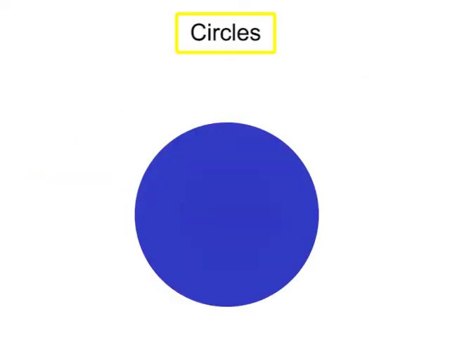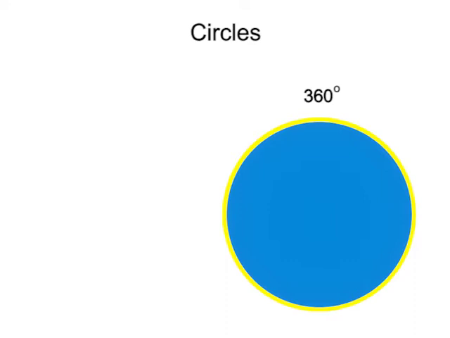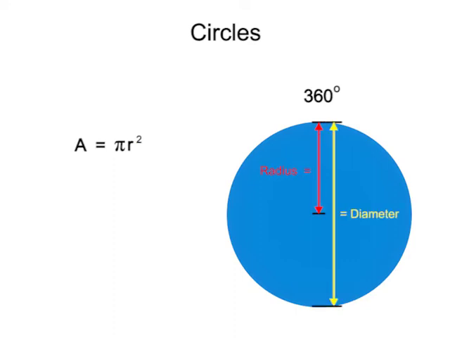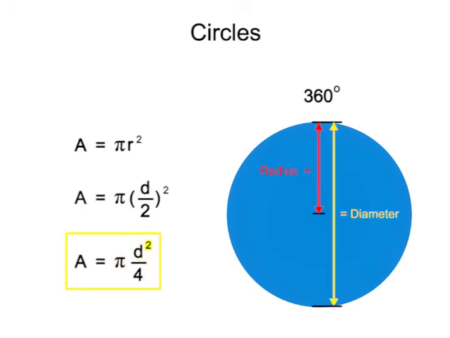Circles also have unique characteristics. Circles have a total of 360 degrees. Their area can be found by the formula A equals pi times the radius squared. Many times, circles are defined by their diameter. In this case, the area is equal to pi times the diameter squared divided by 4.